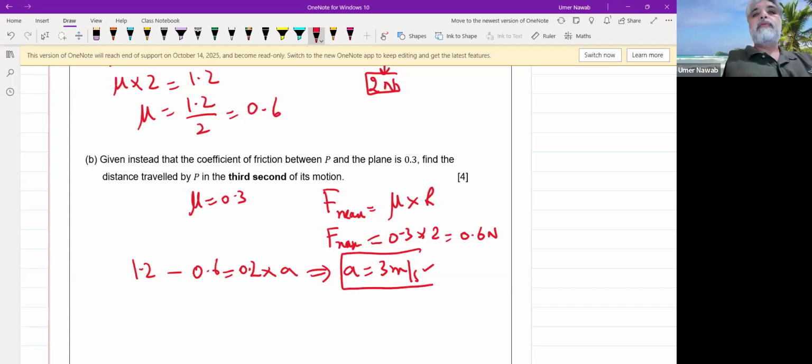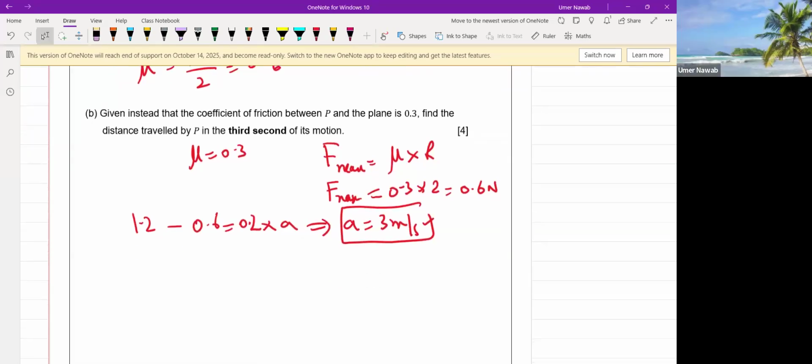Now, acceleration is found. After that, the question is asking how much distance is covered in the third second. So we need to find how much distance the particle will cover in the third second. The best thing is to find a formula for the distance in the second second and in the third second. The interval between the second and the third second will give you the distance.